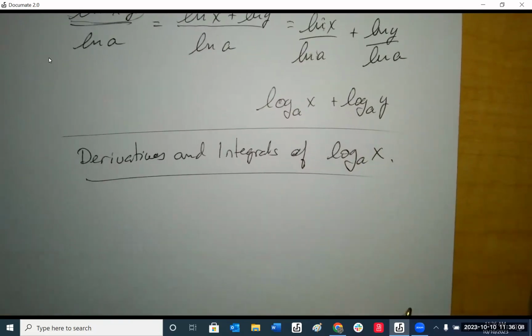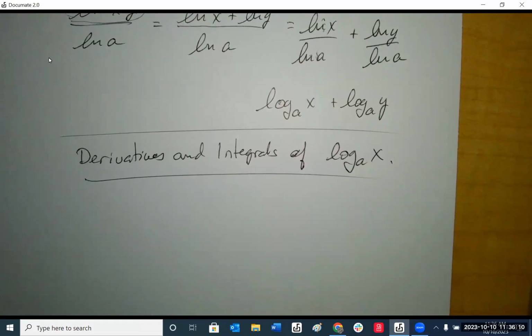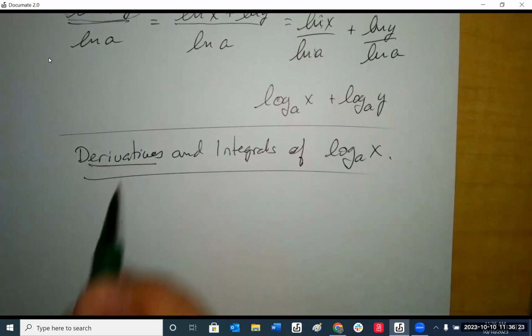Now we've talked about logarithms, natural logs, taking derivatives and integrals. Let's see what we can do with these guys. In other words, let's look at derivatives first.